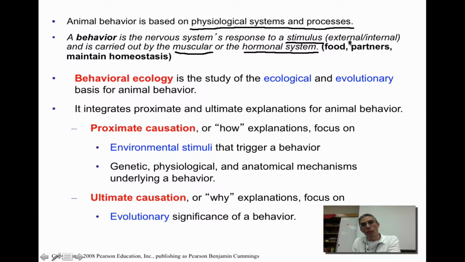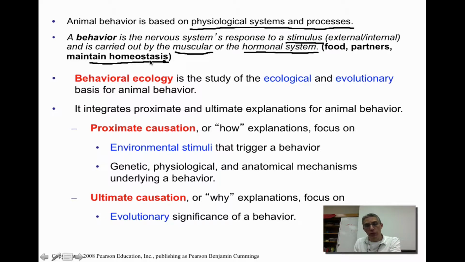Now again, they can be either external or internal types of stimuli, and food would be a good example of an external stimuli. The ability to find a partner for reproduction would be another good example of an external stimuli. But a good example of an internal stimuli, which is sometimes a little bit more difficult to understand, is the idea that within our bodies we need to maintain stability or homeostasis.